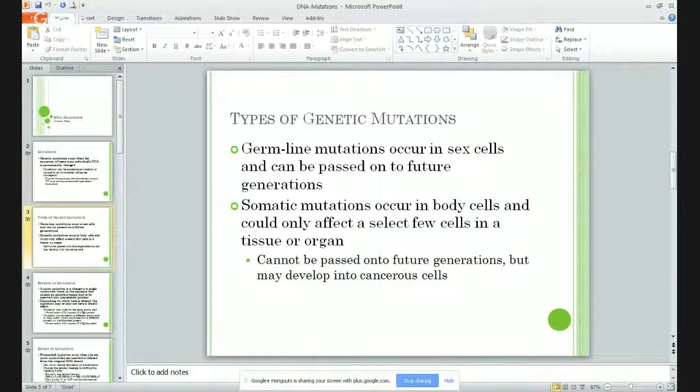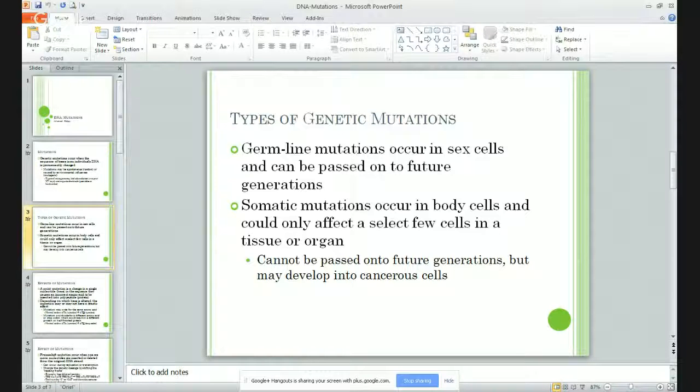So there's two different types of genetic mutations that we're going to talk about. First being germline mutations, which will occur in your sex cells or your gametes, and these can be passed on to future generations. There's also somatic mutations that can occur. These are going to be in your body cells.